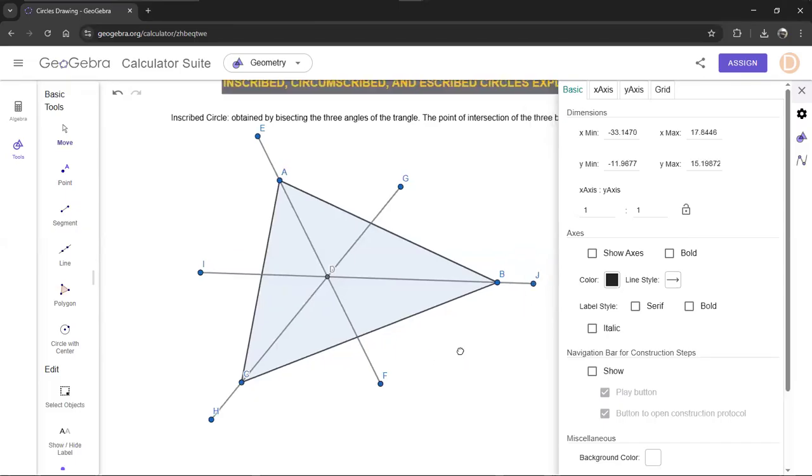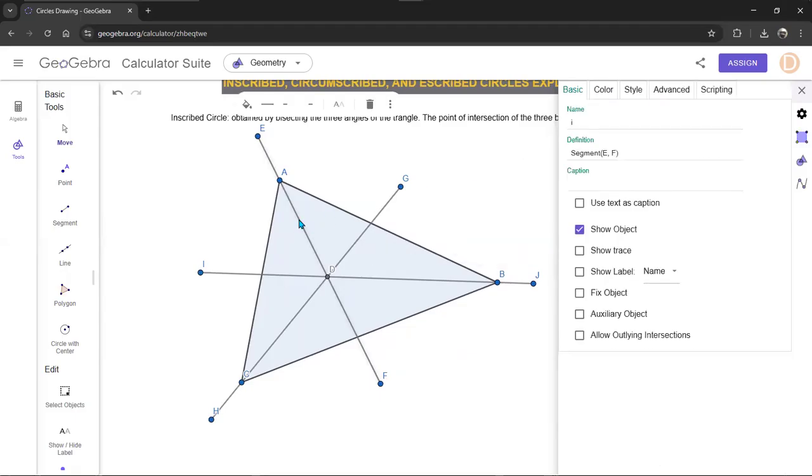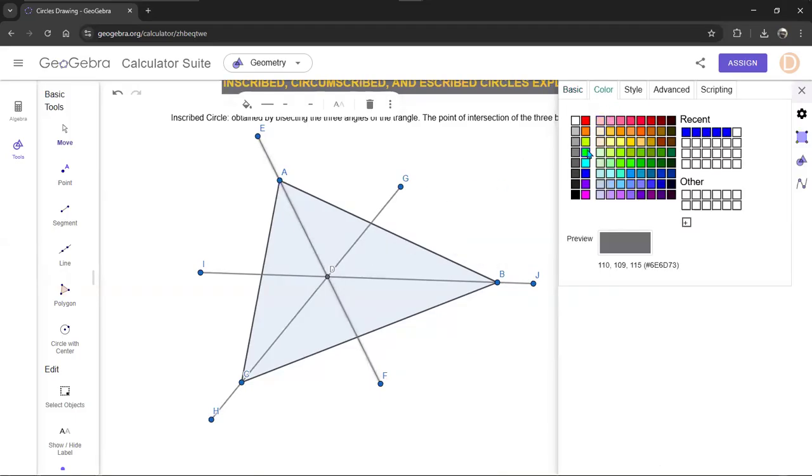So if we're going to use this triangle, what we can do is make sure that for the inscribed circle, circumscribed circle, and escribed circles, we use different colors for the bisectors and the circle itself. So for example, for this first one, the inscribed, we can choose the color green. So let's use green bisectors. So we have those three.